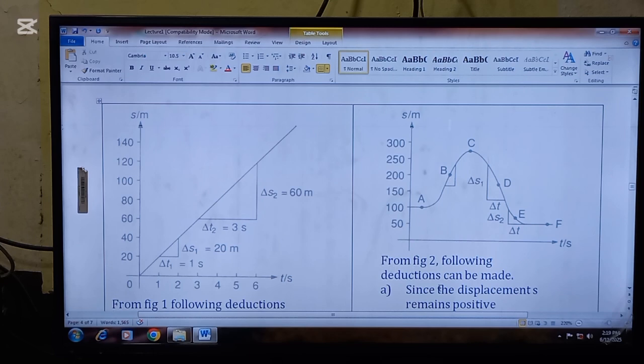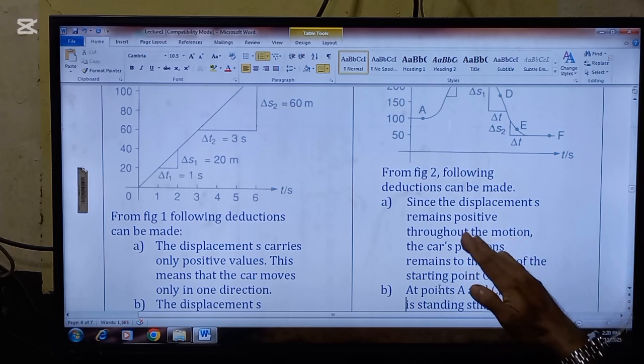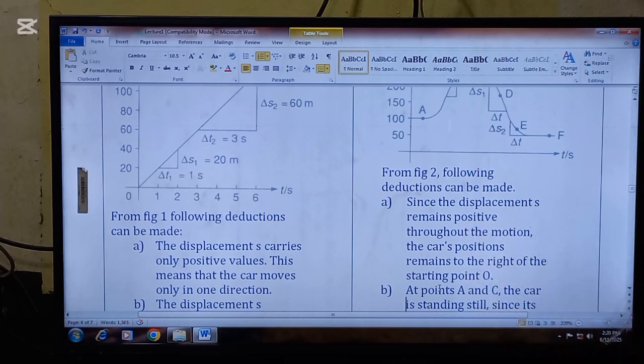So look now at figure 2, the following deductions can be made. Since the displacement S remains positive throughout the motion, the car's position remains to the right of the starting point O, because the displacement remains positive and does not go into the negative direction. So the car will remain to the right of the starting point O. It is not coming back. So this is the first deduction, which is very important.